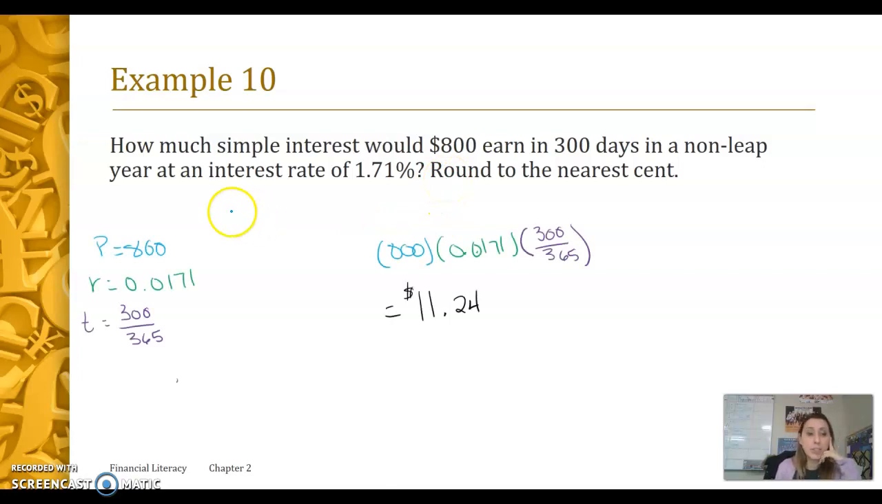Good job if this is what you got. So make sure you have 800 as your principal. Your rate is 0.0171. Something that happened in class a lot was that students forgot to convert this to a decimal. This formula doesn't work if you don't convert it to a decimal. And then we have 300 over 365. And again, you can leave it just like this, and you'll end up with an answer.